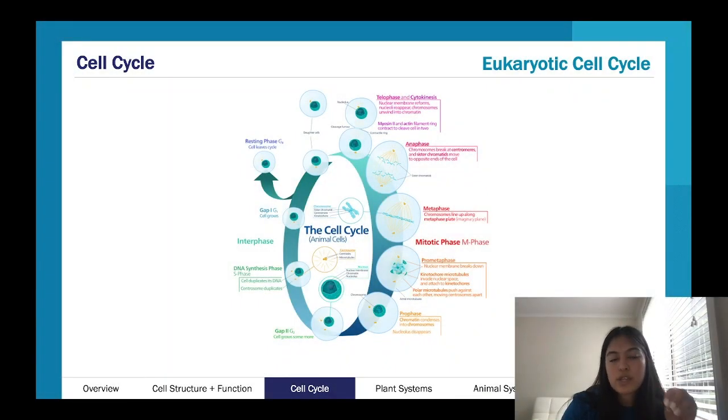Hopefully that makes sense in terms of cell structure and function. Again, ask any questions. We'll get to it in a little bit. But for now, we're going on to the cell cycle.